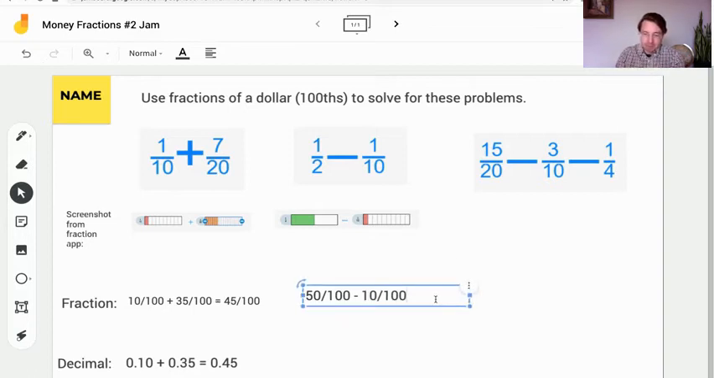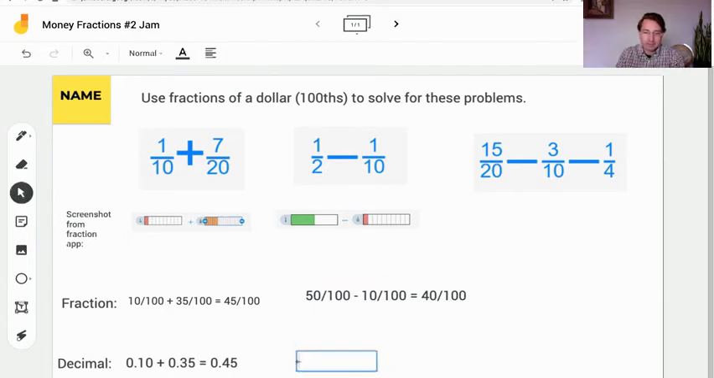Right? Now with our subtraction, it's the same idea. As long as your denominators are the same, you just do the operation for the numerator. So 50 minus 10. So you take 50 in your head and go down 10, you get 40 hundredths. There is our fraction solved.